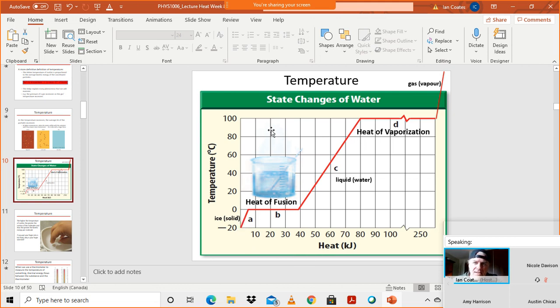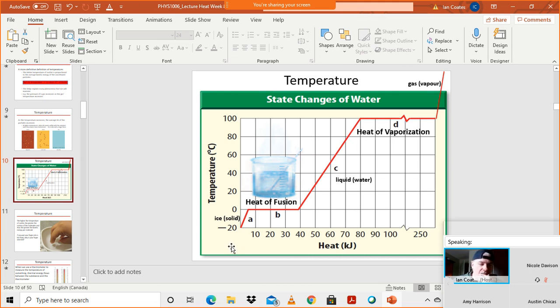So this is just an explanation of the four states of matter and what's going on. There's a couple of definitions here that I want you guys to know. Anything below zero, water is a solid. It's ice. Doesn't matter if it's minus 20, minus 40, ice can be minus 100. It's still ice.